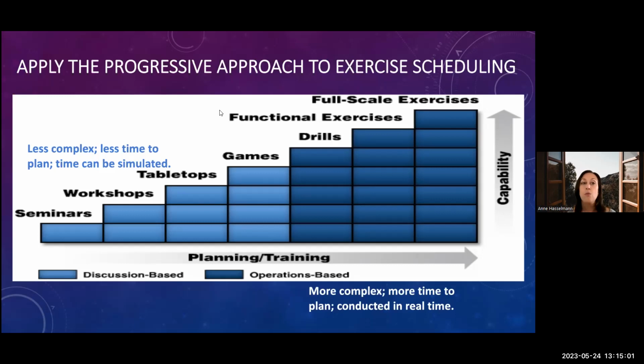But why the progressive approach is so important is so that each individual exercise will test individual objectives and parts of a plan or a plan, depending on what you're looking at. But you should build an exercise program that looks at exercises as a series, so that every time you do an exercise in a given series, you're building capabilities.